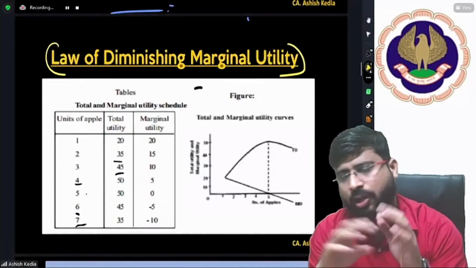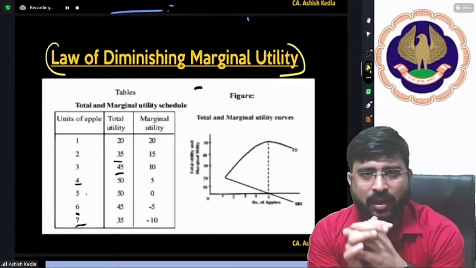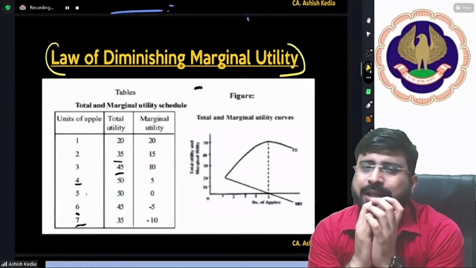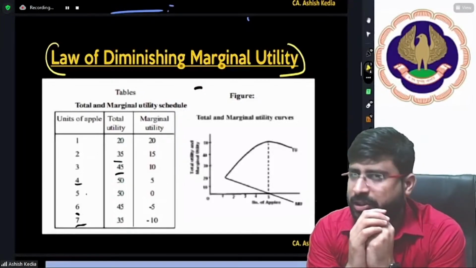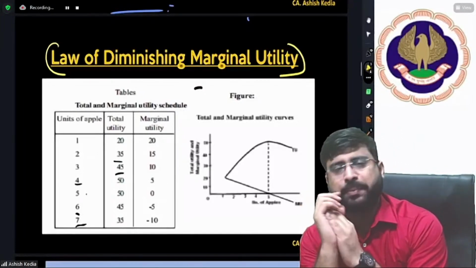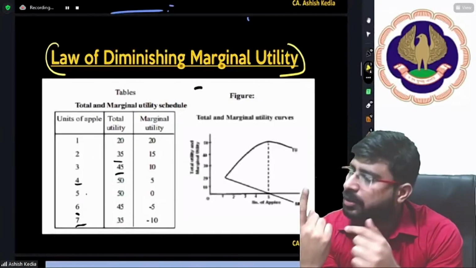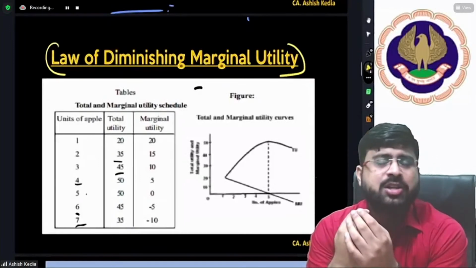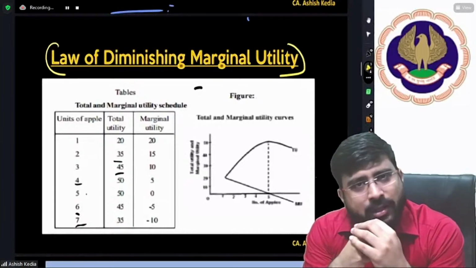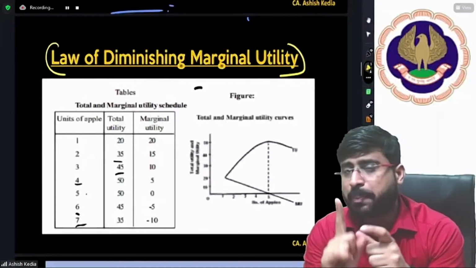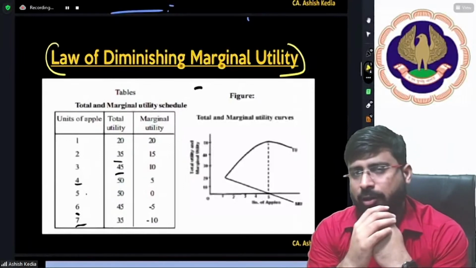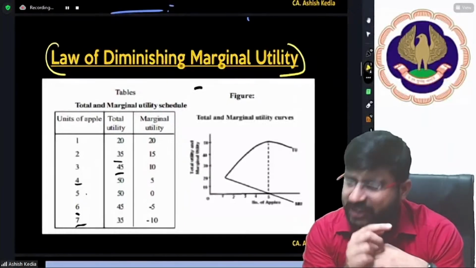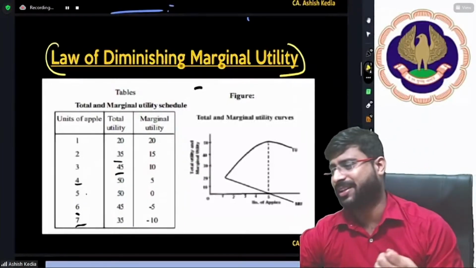Guys, I am asking you a question. You will answer me, okay? Suppose you were feeling very hungry. So you go to a dhaba. Now you wanted chapati. So the dhaba person gave you the first chapati. Then he gave you the second chapati. Then he gave you the third chapati. Because you were hungry. Now you will tell me which chapati gave the maximum satisfaction: the first one, the second one, or the third one? What say?